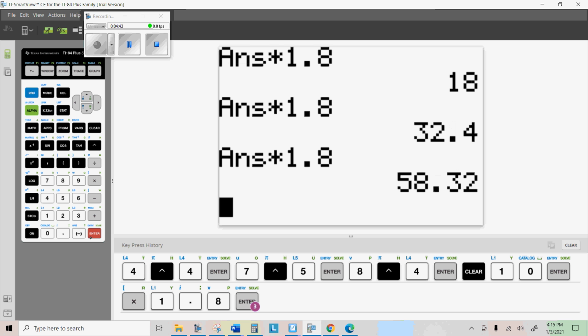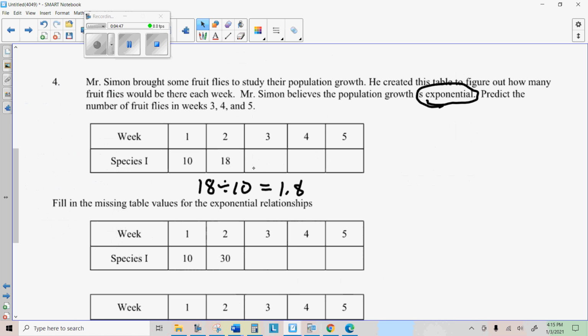So 32.4, 58.32. Since these are animals, we're going to round to the nearest whole animal. So I'm just multiplying by 1.8 to get the next number. And the way I found out that 1.8 is I divided these two.